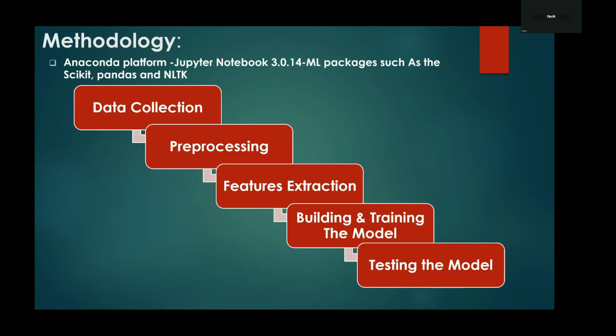The methodology, as you can see, is classified into five phases. Before I go over all of these phases, the platform we use is the Anaconda platform, and basically the Jupyter notebook. We use different Python packages like scikit-learn, pandas, and NLTK. Let's start with data collection.